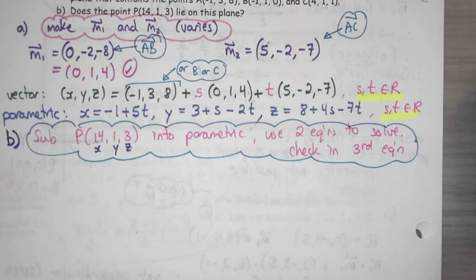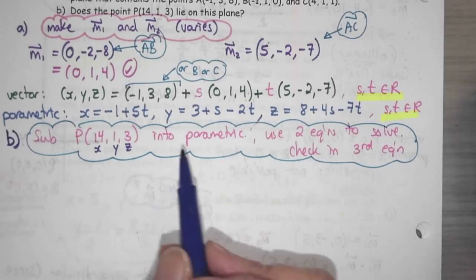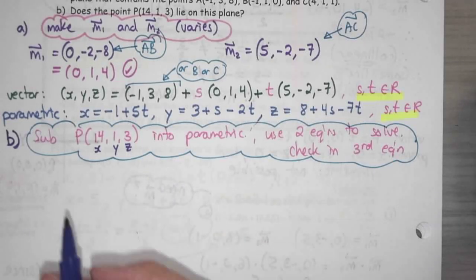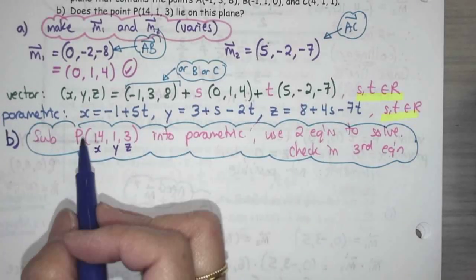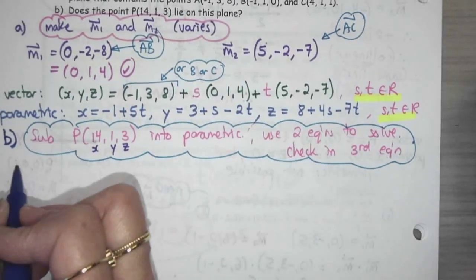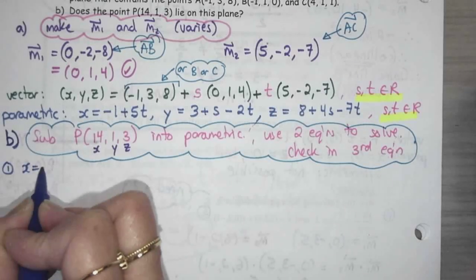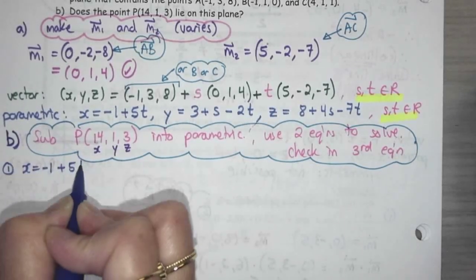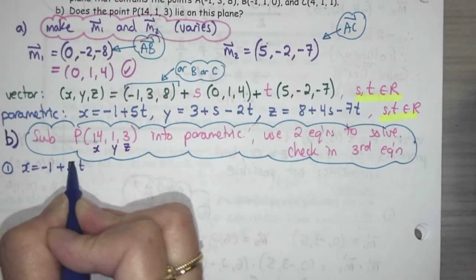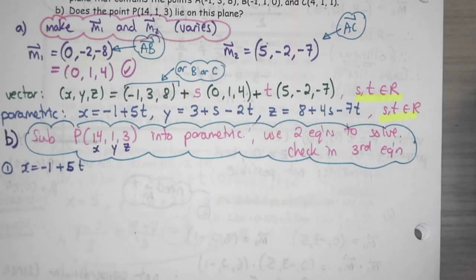Well, in this case, we can just solve for t because we only have one, but we still put it in. But you're still checking in the third, so no matter what, you're checking in the third. Right. Okay, so I have my equations. We're going to sub in, so I'm going to number them. We have x equals -1 plus 5t, and we would substitute in 14 here.